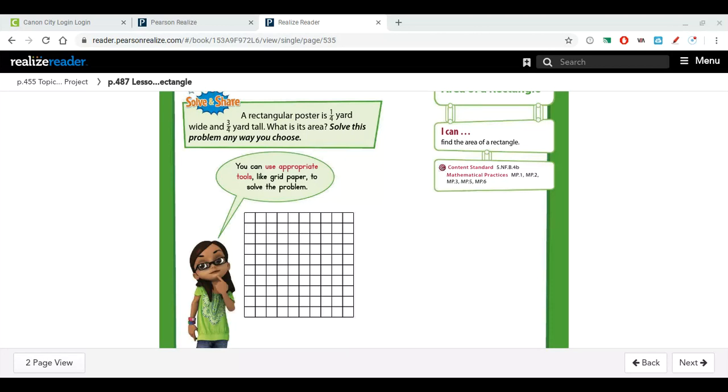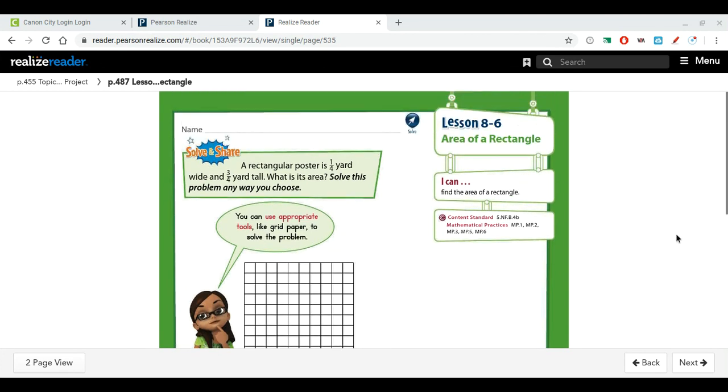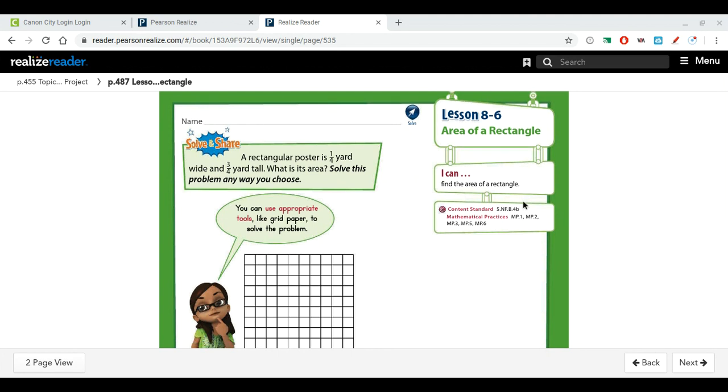All right, so today we are going to apply multiplying fractions by looking at an area of a rectangle. So you can find the area of a rectangle. So my learning target would be: I can find the area of a rectangle by multiplying two fractions together and using visual models.